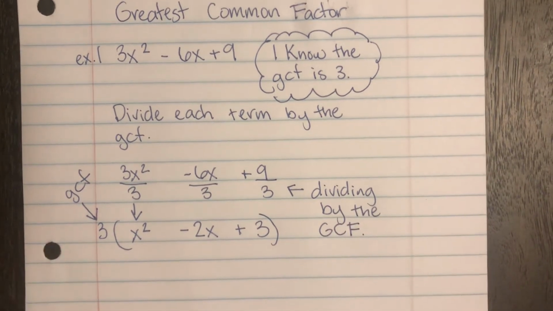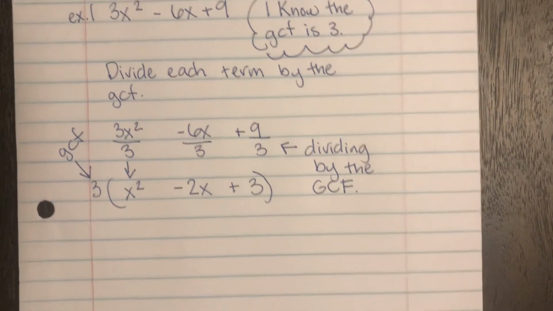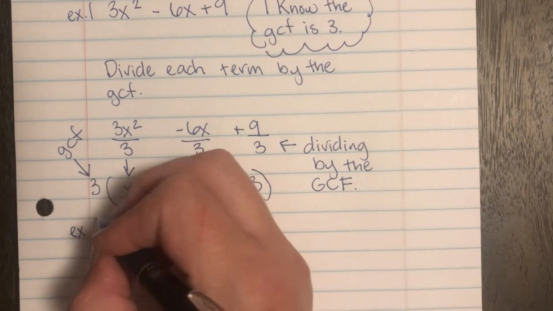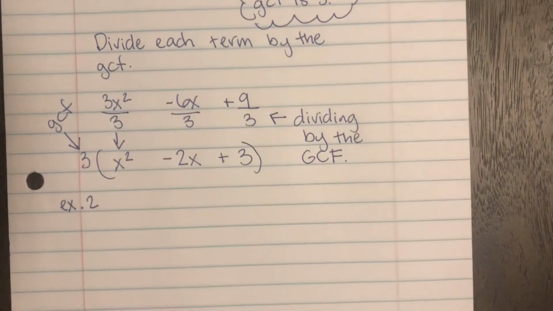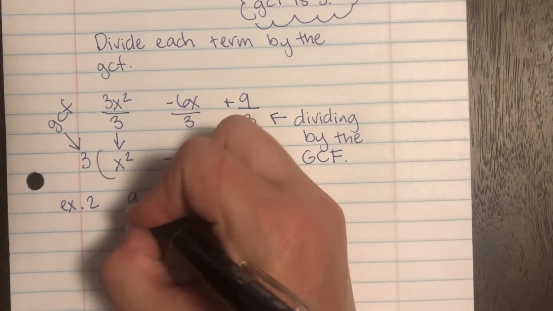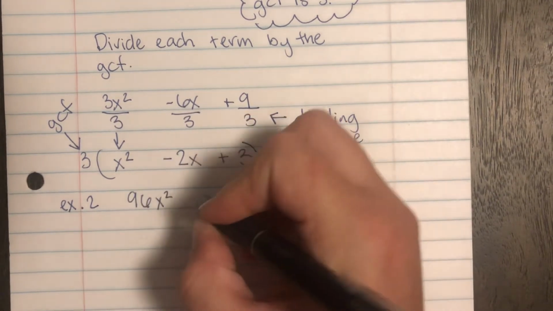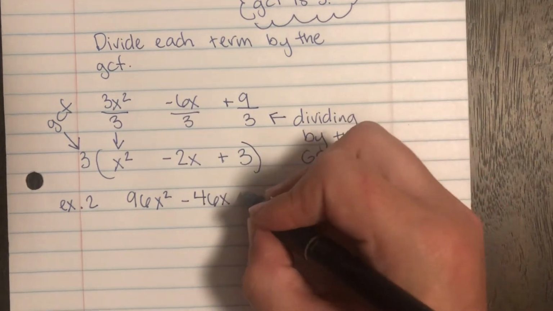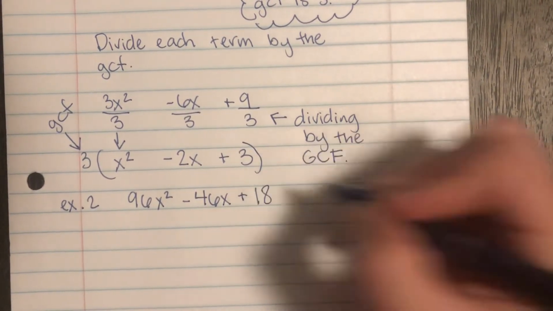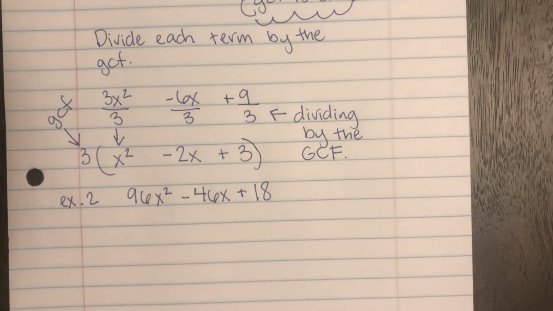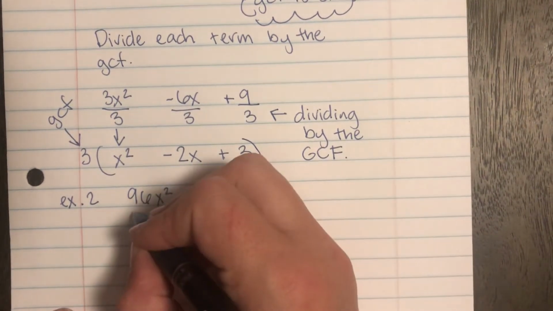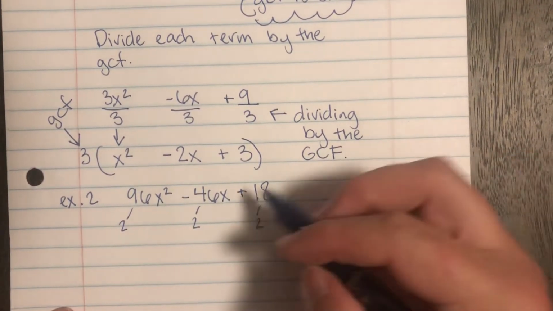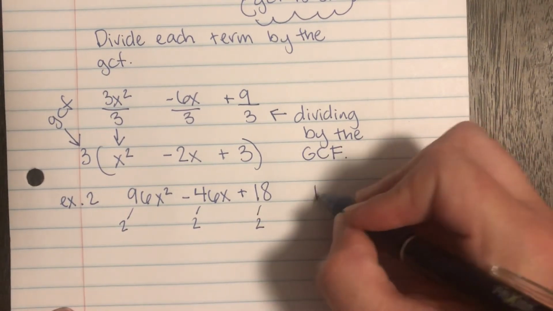Okay? All right, but sometimes you end up getting a problem where you don't know what the GCF is right away. So let's try example 2, and we're going to do some bigger numbers. Let's do 96x squared minus 46x plus 18. On this one, I know that they're all even, so a 2 can come out of this one, a 2 can come out of this one, and a 2 can come out of this.